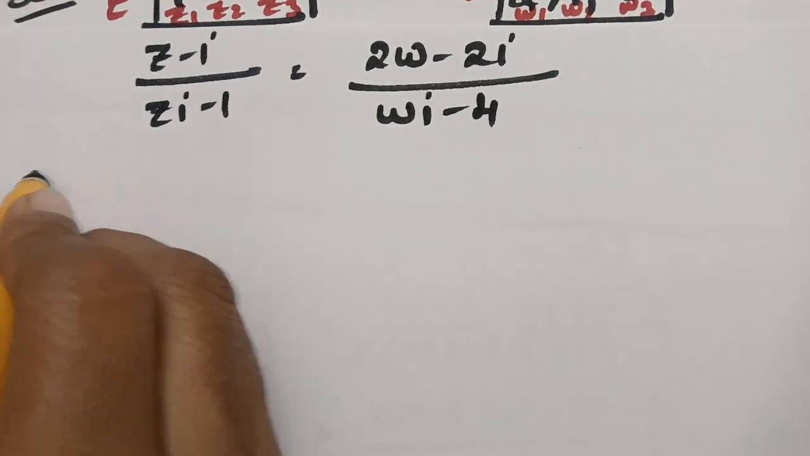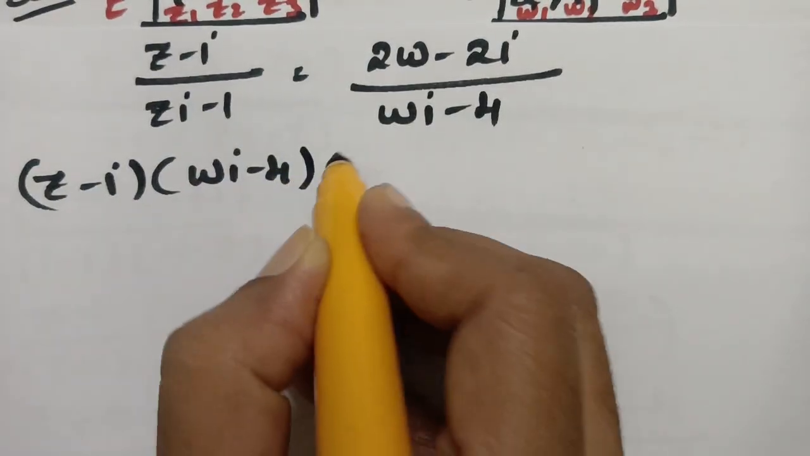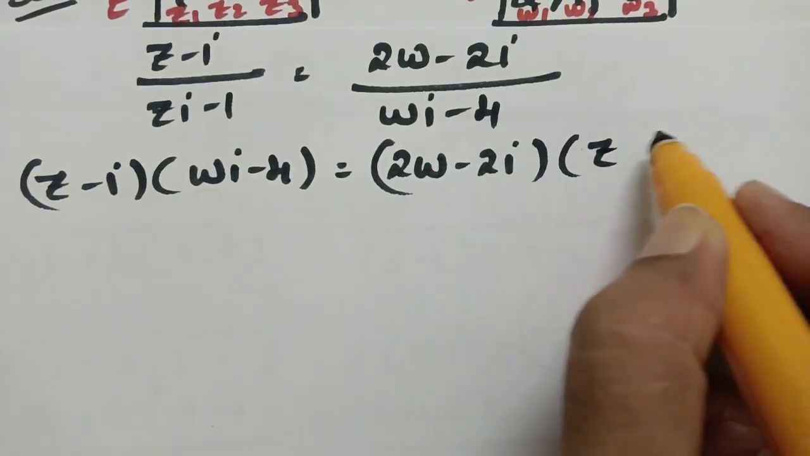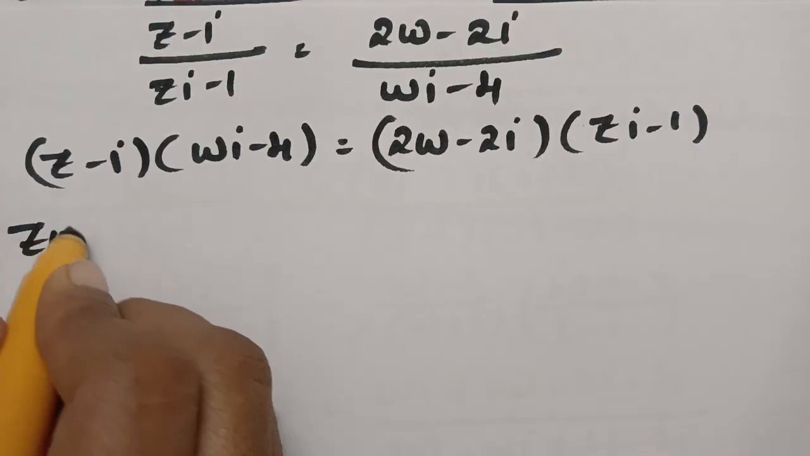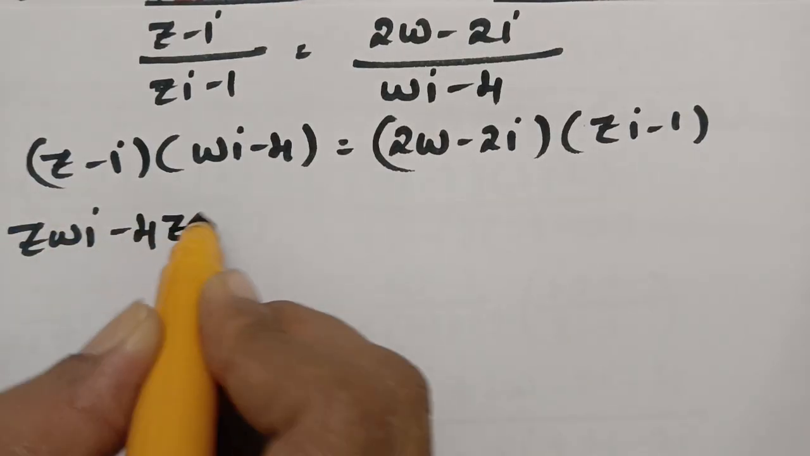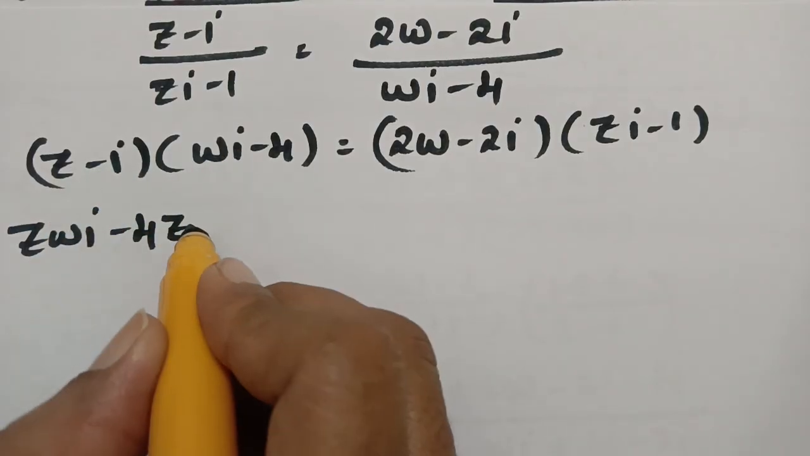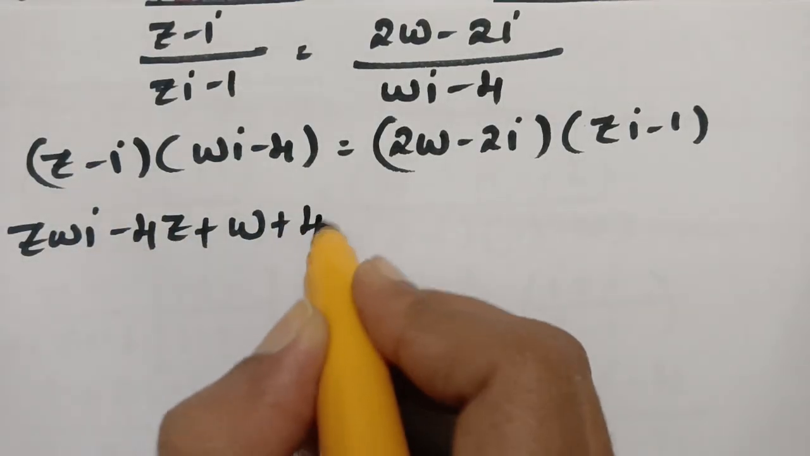So here this will be z minus i into wi minus 4, and this value is 2w minus 2i into zi minus 1. So if I multiply, this will be zwi minus 4z. So if I multiply, i square will be minus 1 and this is again minus. So this will be plus w and this will be plus 4i.